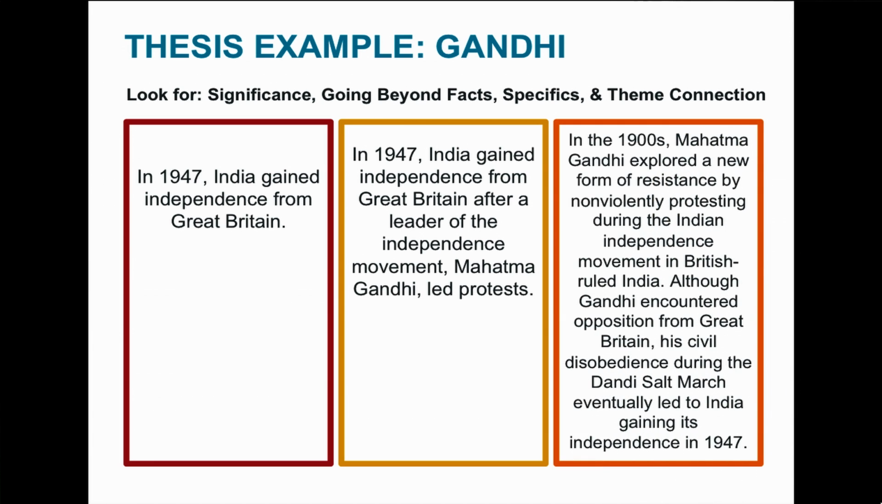In the 1900s, Mahatma Gandhi explored a new form of resistance by nonviolently protesting during the Indian independence movement in British-ruled India. Although Gandhi encountered opposition from Great Britain, his civil disobedience during the Dandi Salt March eventually led to India gaining its independence in 1947.